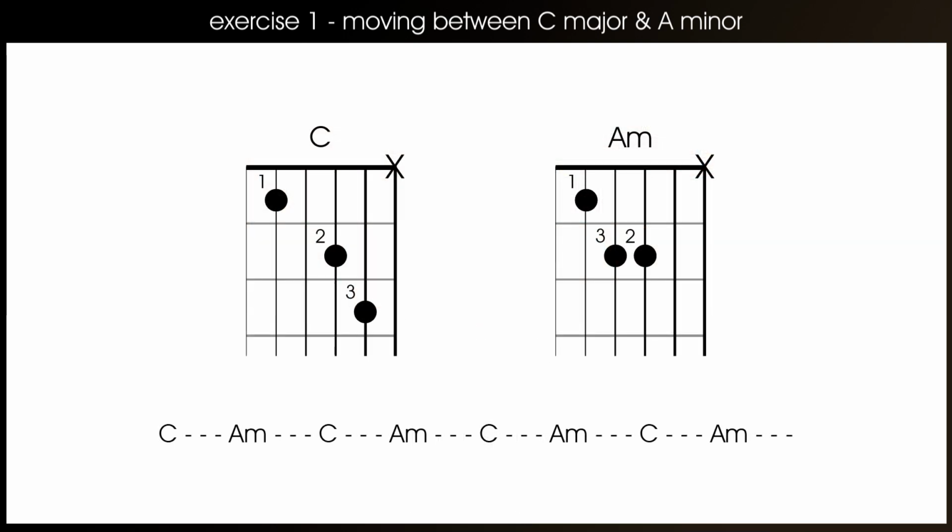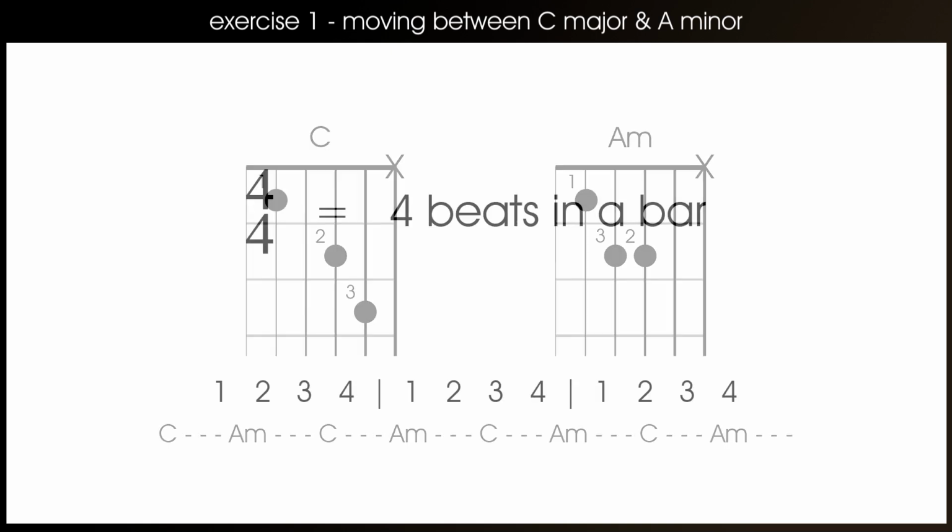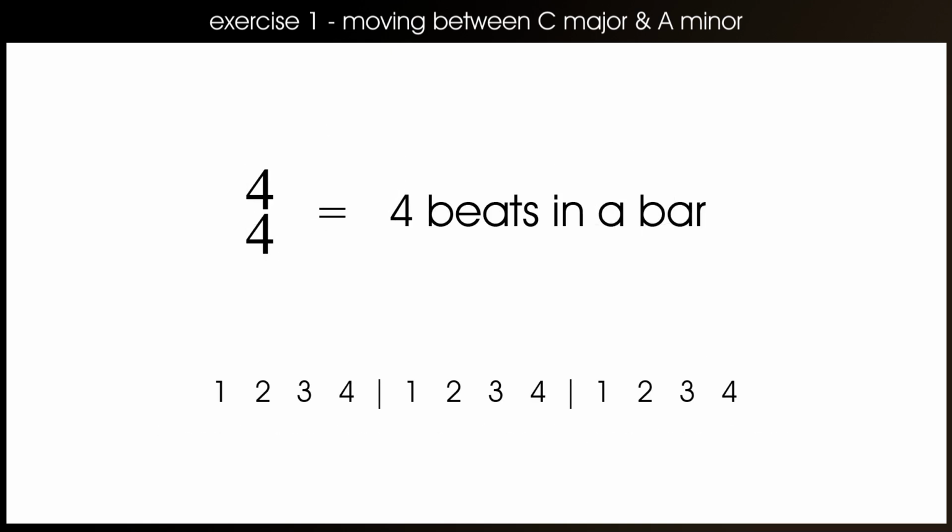I'm going to play the C major to the A minor 4 times, so you can practice going between the 2 chords. But I'm going to introduce a metronome beat now. The metronome beat is 4/4 time, which means there's 4 beats. And the first beat will have a slight accent on it, so it sounds like this.